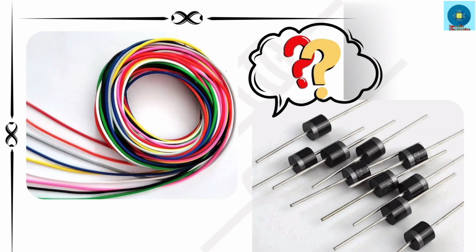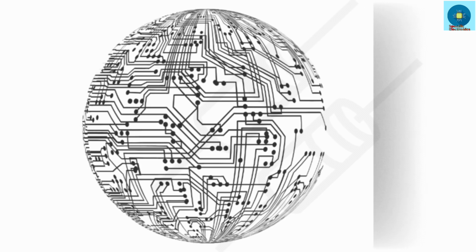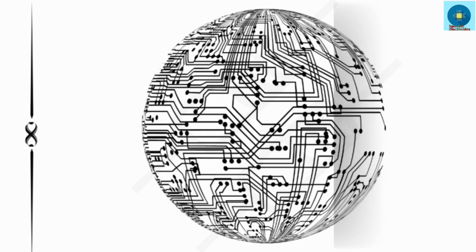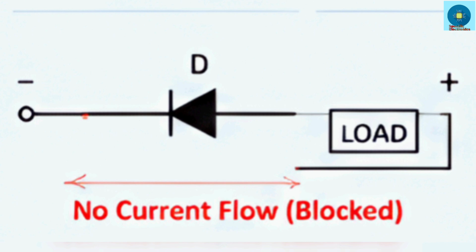Now you may ask, if you already have wires to carry current, then why do you even need a diode? The answer is very simple. Many electronic circuits need current to flow in only one direction. If current started flowing backward, it can damage components or make the circuit work incorrectly. So a diode solves this problem by controlling the direction of current.